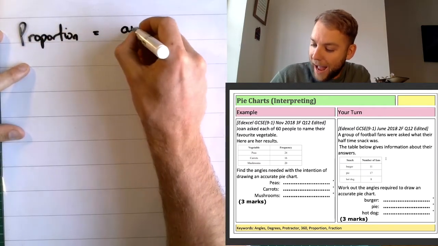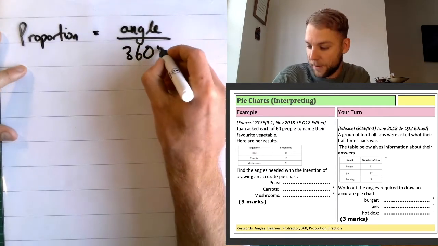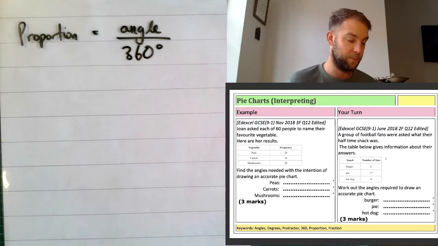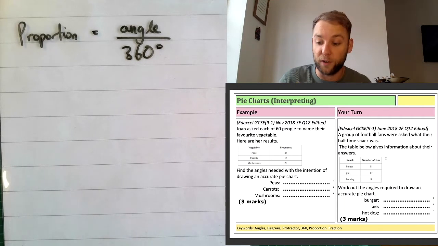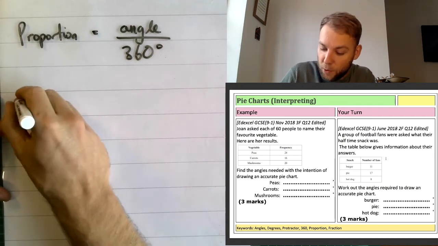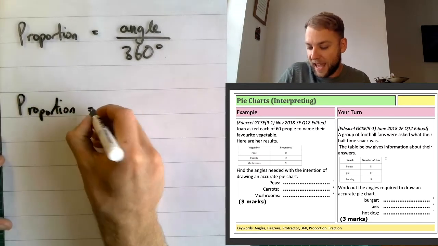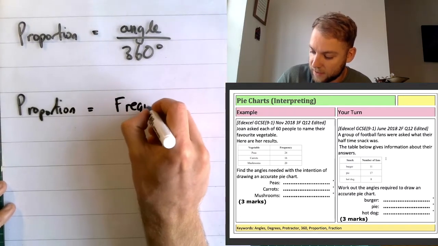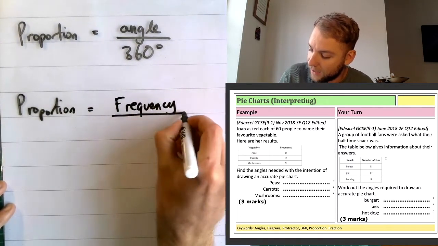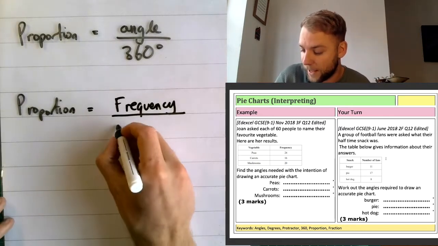is equal to your angle divided by 360. That's how we did this, wasn't it? Now with this one, it's different. Here, we don't know what the angle is, but we know what the frequency is. Now, we're still going to be working out the proportion, but the difference here is we know the frequency and not the angle. So if I want to find out the proportion, I'm not going to divide by 360. I'm going to divide by the total amount of people.